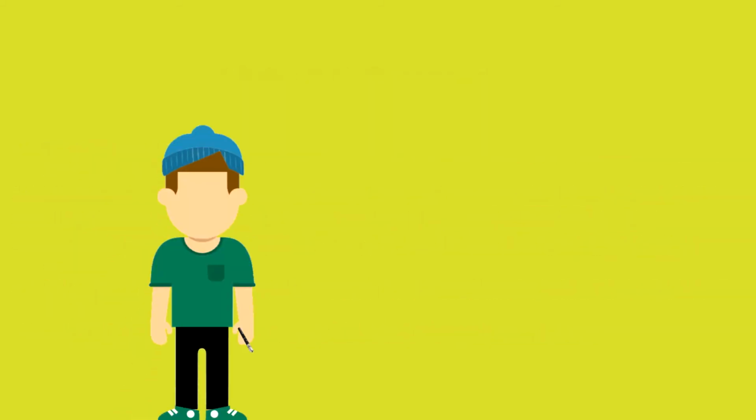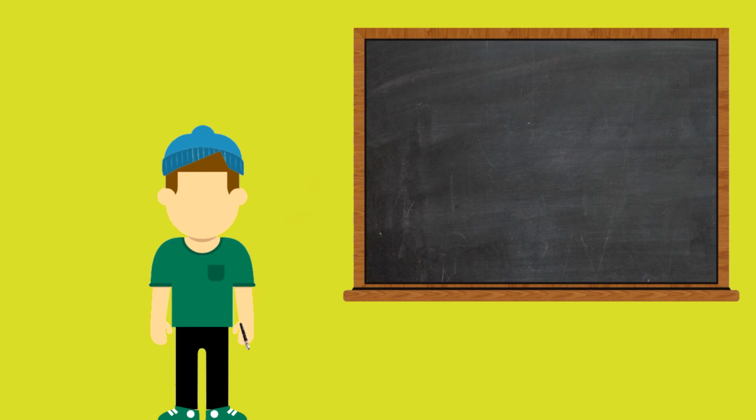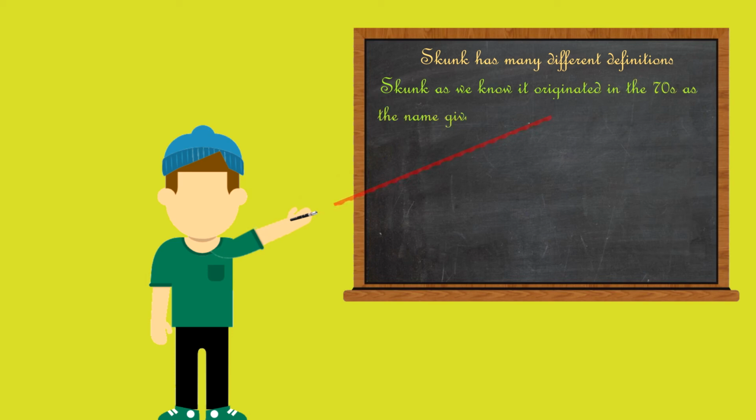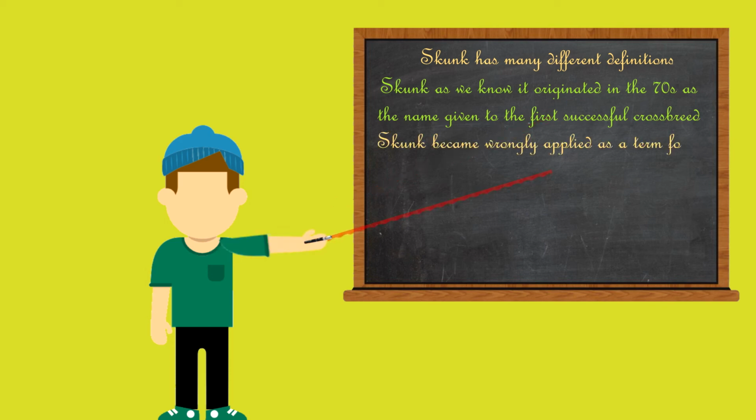So to conclude some of the key points and messages from today's presentation: skunk has many different definitions that originate from many different places, and these can change depending on who we're speaking to and when we spoke to them. Skunk, as we know it, originated in the 70s and is the name given to the first successful crossbred plant. Another definition is that skunk is the term that has been wrongly applied to any cannabis that's been grown indoors or using hydroponics. Hydro is another nickname for cannabis that has been grown hydroponically, and that term also has become widespread in some cases to mean any indoor grown cannabis.